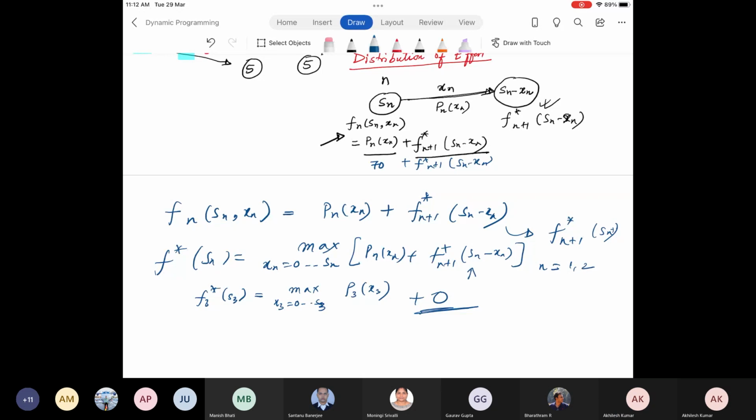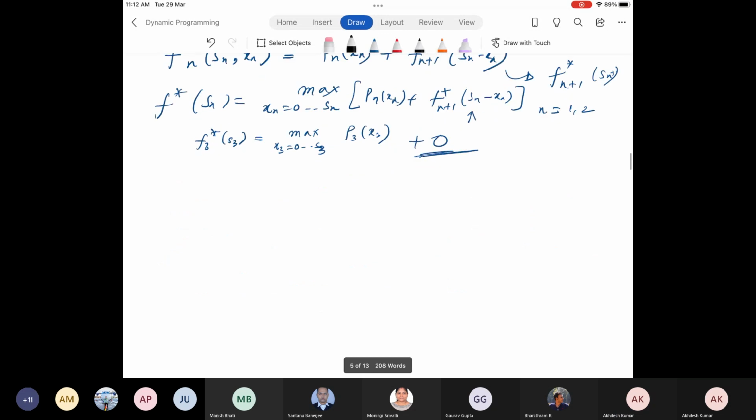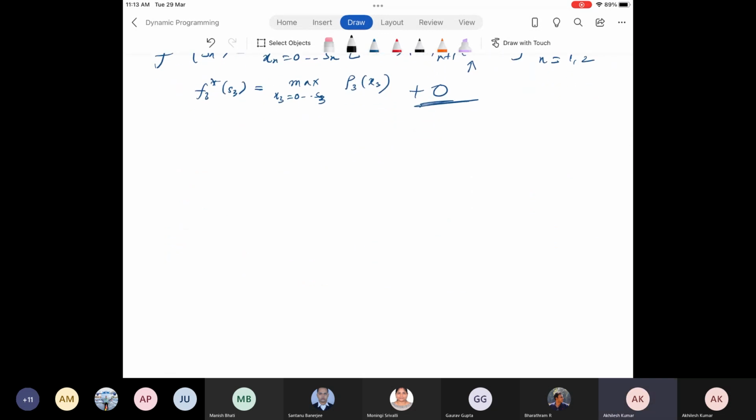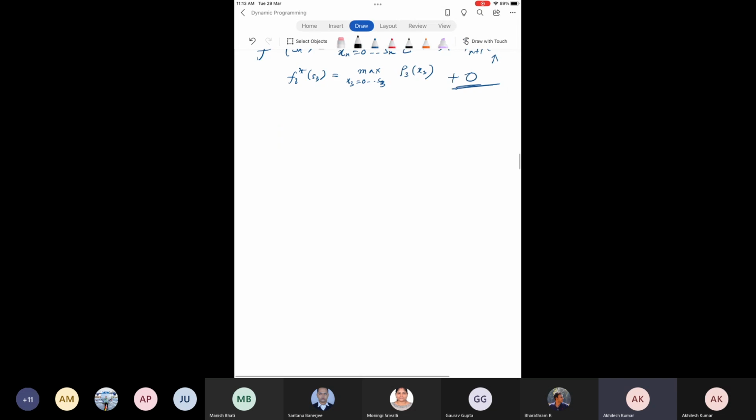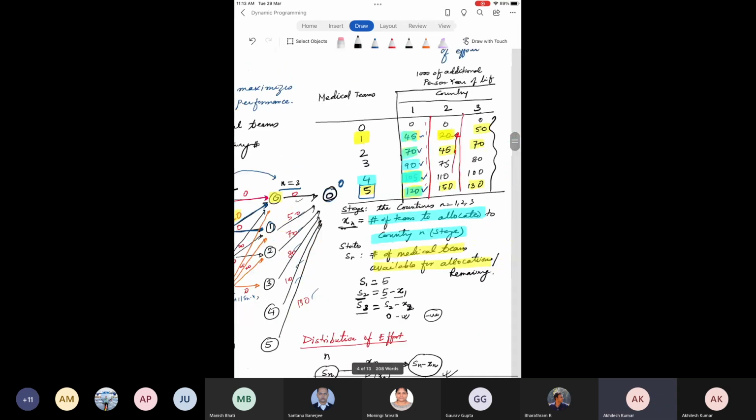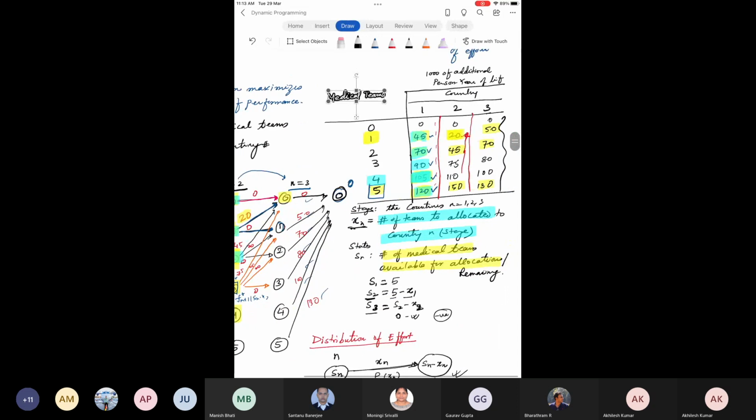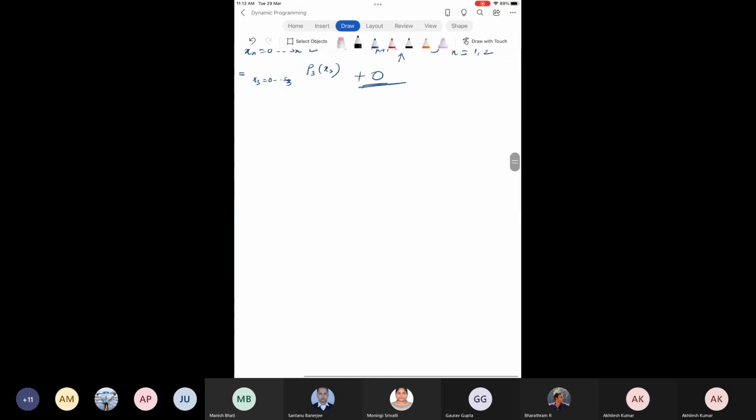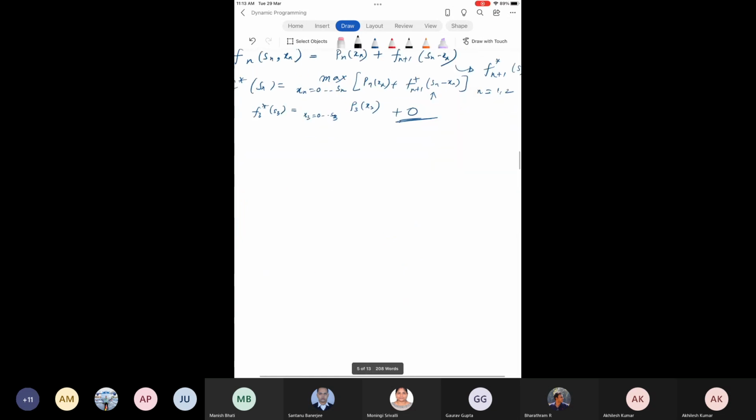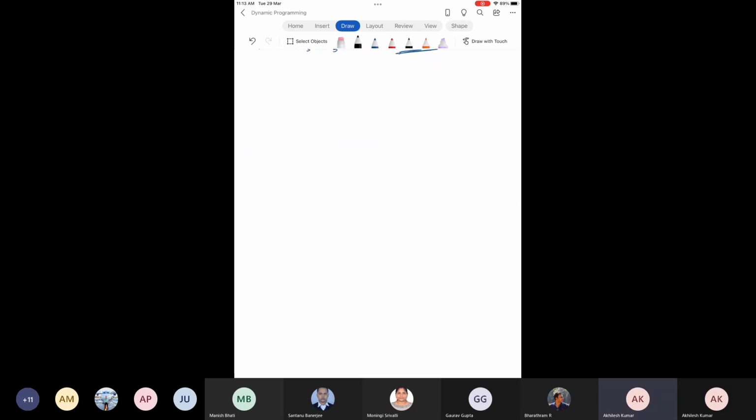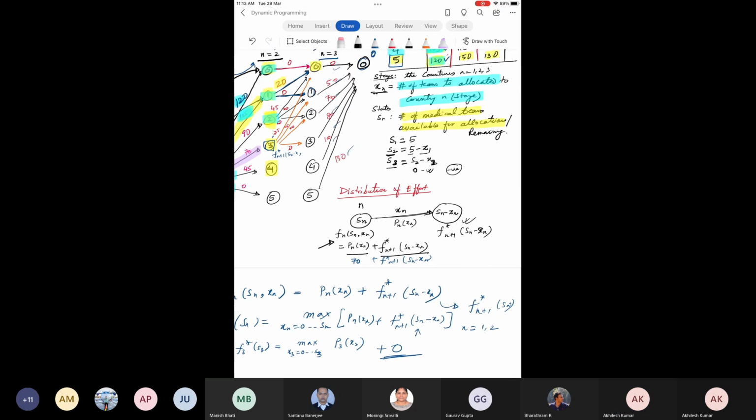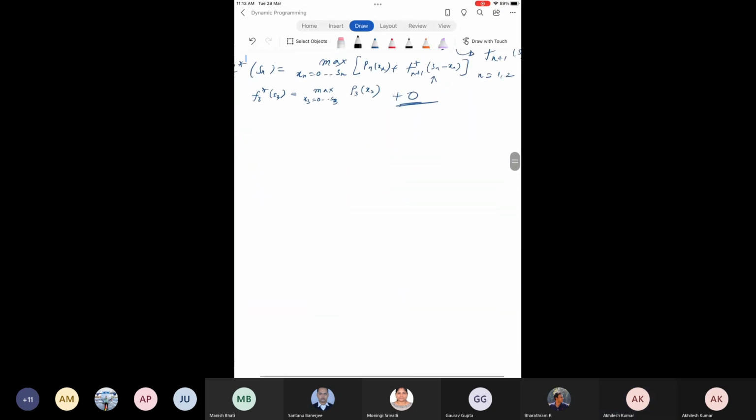Yes, sir. So let's start making our tables. Let me change the orientation so that I have more space. I hope the screen is visible. Yes, sir. I'm going to write the table for our easy reference, not the complete table.